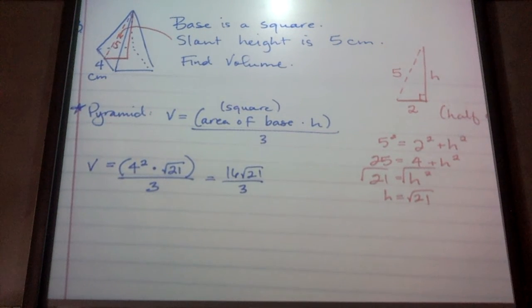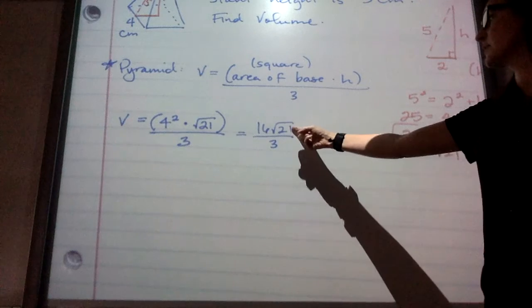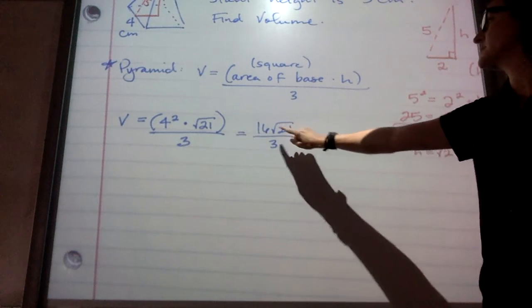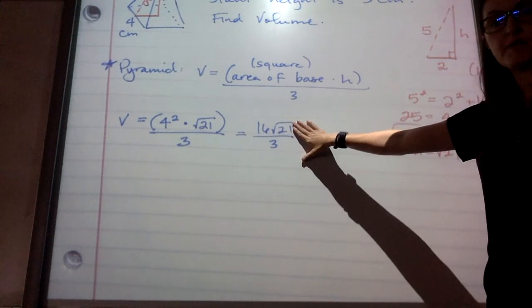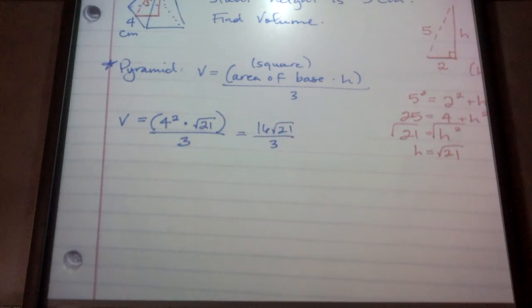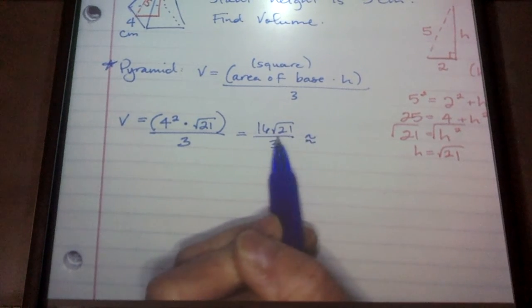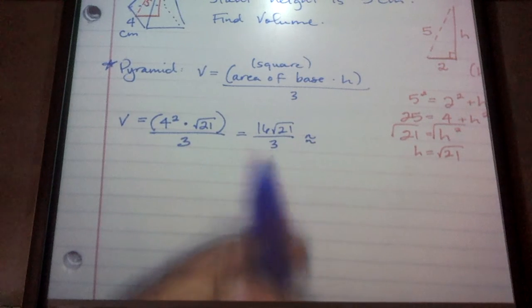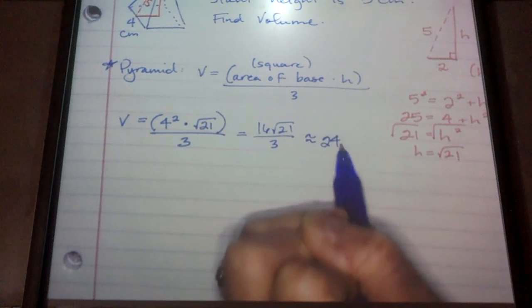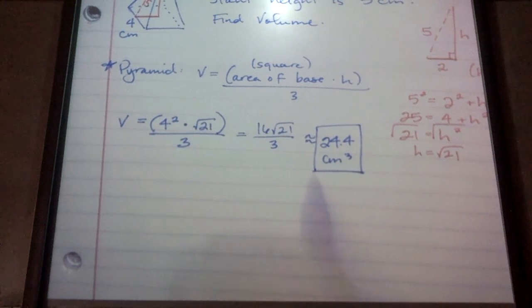Now, can I leave my answer like this? I know for some, we see this and we go, oh, 21 is divisible by 3. No, that's the square root of 21. Very, very different, so you can't divide that by 3. These are not reducible, so you can leave it or you can enter your answer as a decimal. So 16 times the square root of 21 divided by 3 is 24.4 centimeters cubed. And that would be my answer.